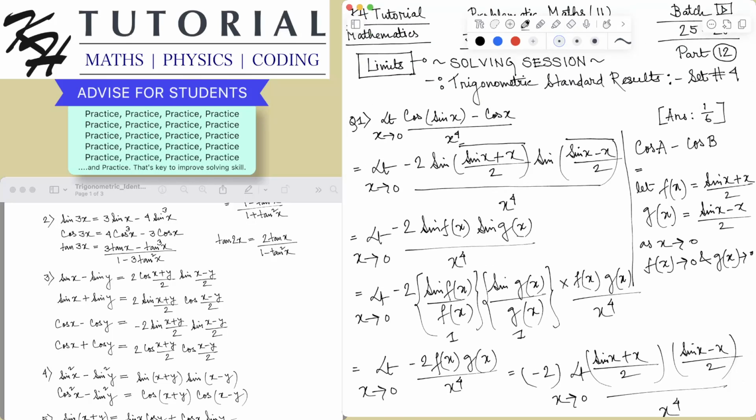Cos a minus cos b is minus twice sin of (a plus b) by 2 into sin of (a minus b) by 2.